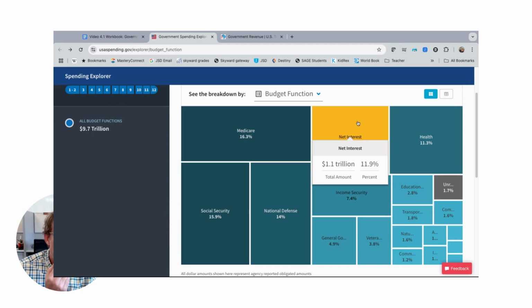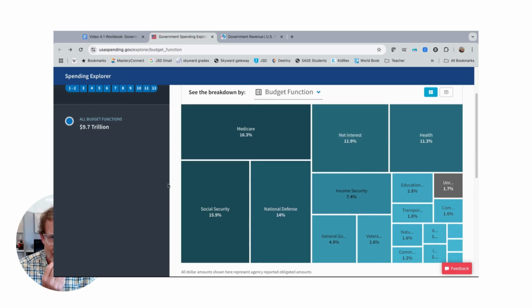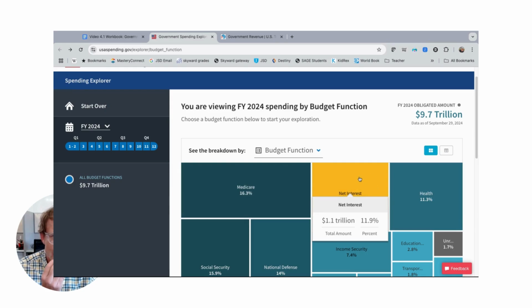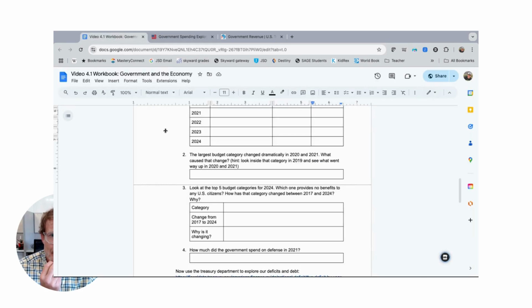The answer would be net interest. Those are just interest payments. So when you borrow money, you pay interest on those loans, and for government, that's the fourth largest category. We're paying 1.1 trillion, 11.9%. That's in 2024. And it says to compare it to 2017. So you would want to look at 2017 and see what was going on with that interest. And you'd want to describe the change and then explain why you think it's changing.